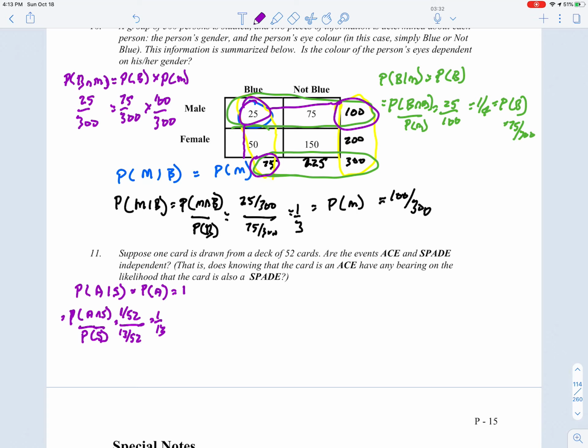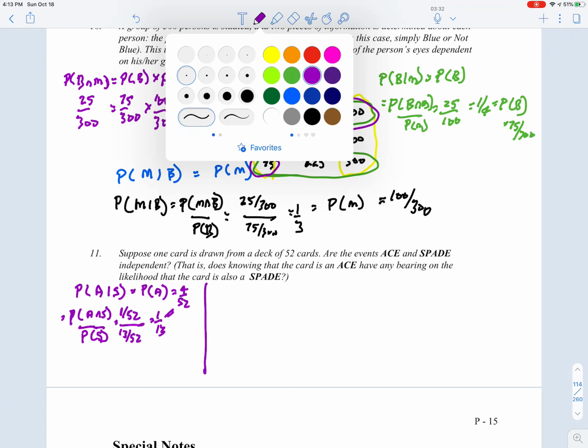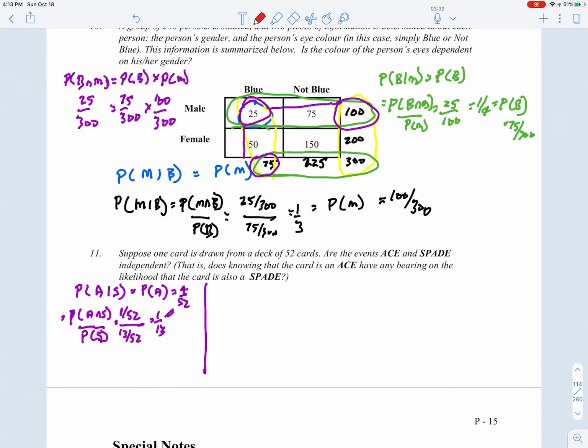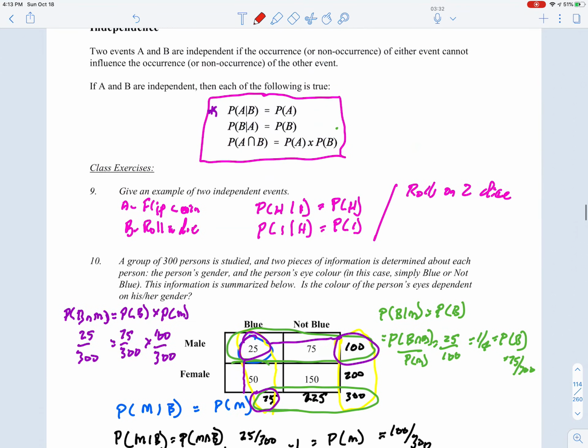The probability that a card is an ace is 4 out of 52. There are 4 aces out of 52. So these two are equal. 4 out of 52 is equal to 1 out of 13. All right, let's try the opposite. The probability of S given A, if they are independent, should be equal to the probability of S. So that's the second one up here, where I'm using S instead of B.